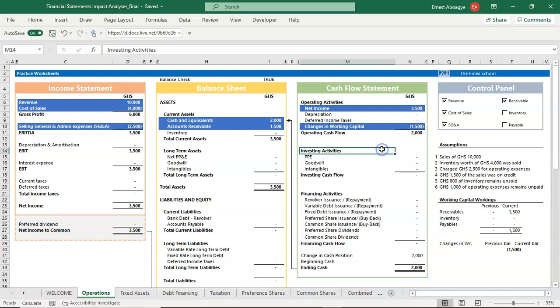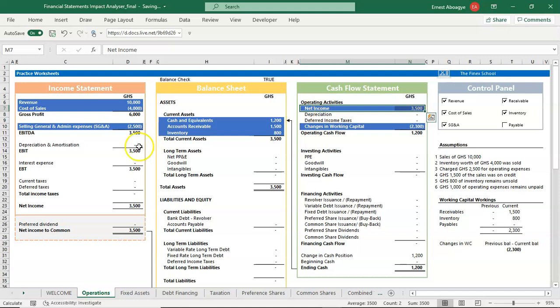Now let's move on to inventory. If we assume that we have 800 of inventory in stock, you will see that there is still no impact in the income statement here. We are still showing a profit of 3,500, but when we come to the cash flow, the net income feeds this line, and so we need to make an adjustment. The changes in working capital is showing 2,300. Please look at the workings here.